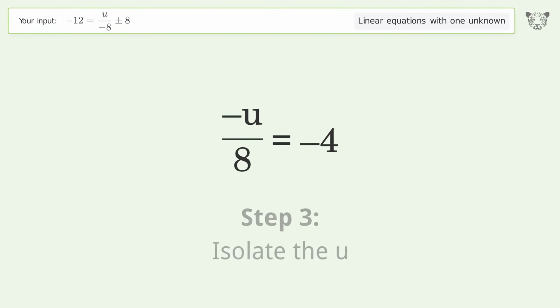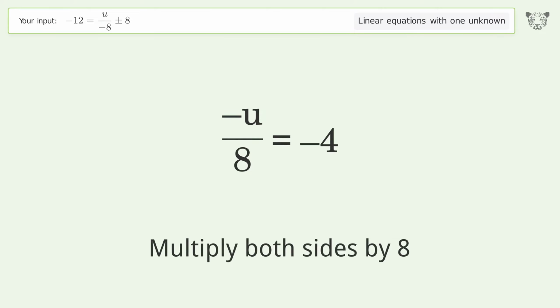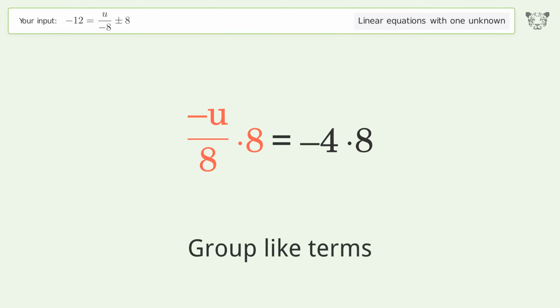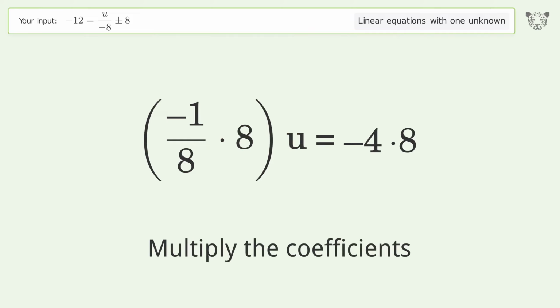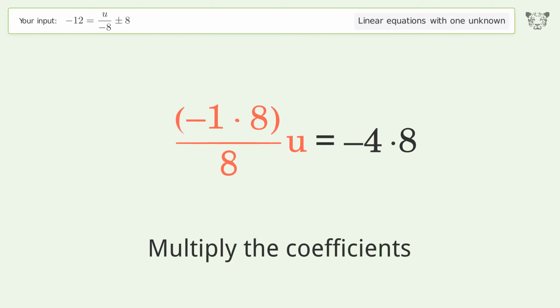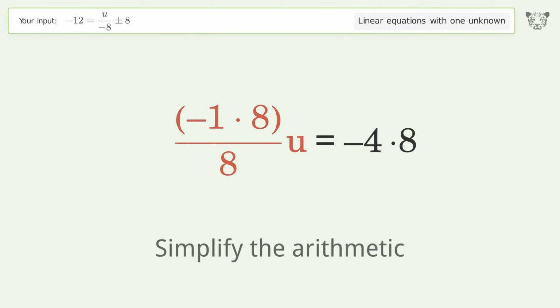Isolate the u. Multiply both sides by 8. Group like terms. Multiply the coefficients. Simplify the arithmetic.